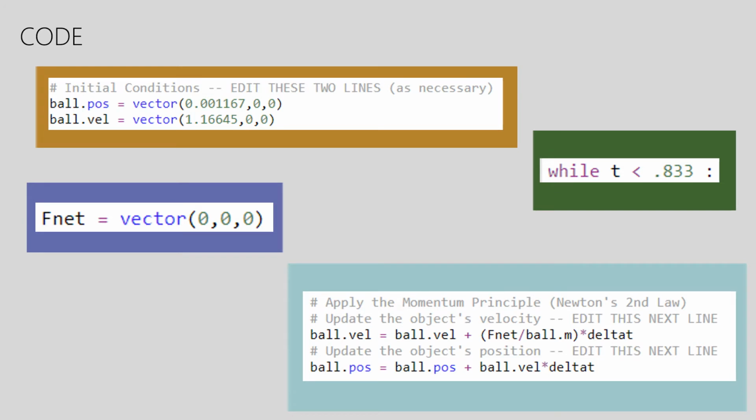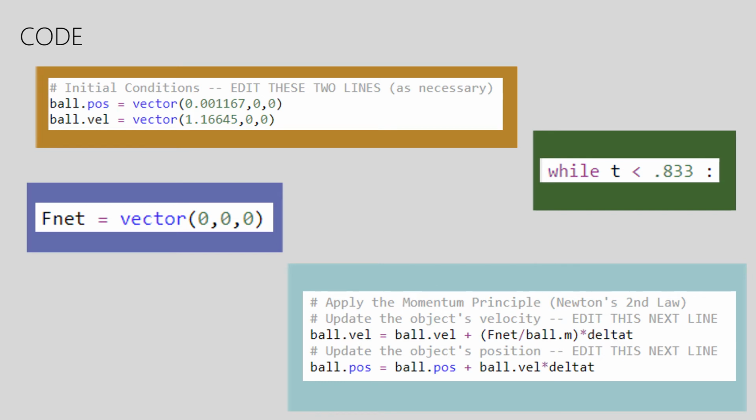And here is the code that I edited to reflect my situation. So I edited the initial position to be 0.001167 in the x direction, and then I used that position and the next position with the change in time to find the initial velocity, which ended up being 1.16645 in the positive x direction.